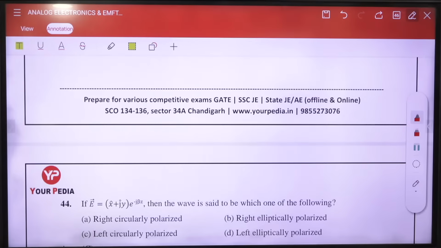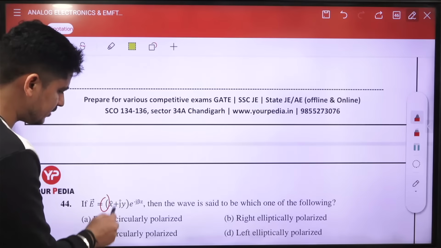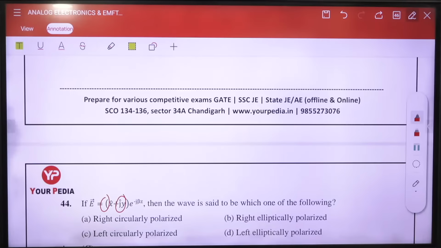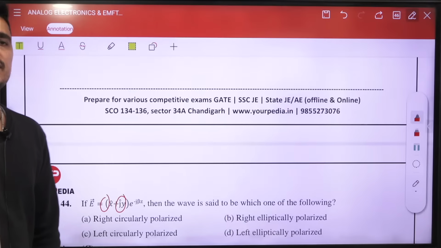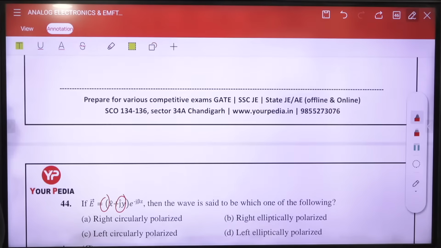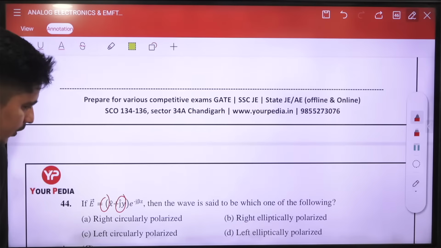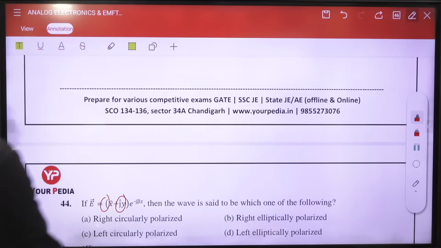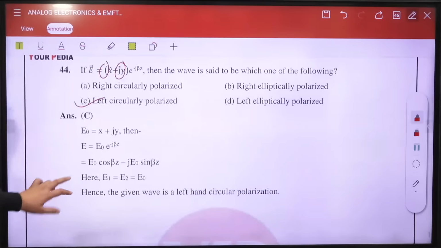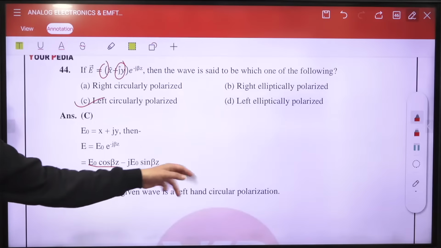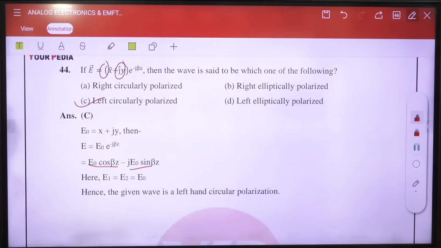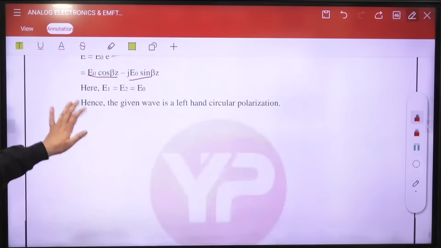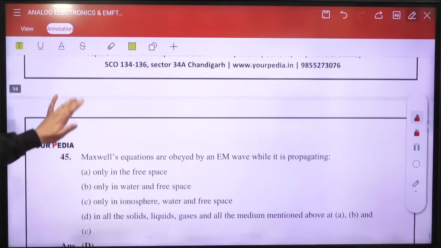See, basically it is having both x component as well as y component, right? And the x and y component has the same amplitude. It means it is a circular polarized wave. And if it is a circular polarized wave, then which type of polarization is this? Left circular or right circular? Tell me. That is a left circular polarized wave, right? Because it is having E naught and minus j sine of beta z. That wave gives you the left circular polarization of the wave.